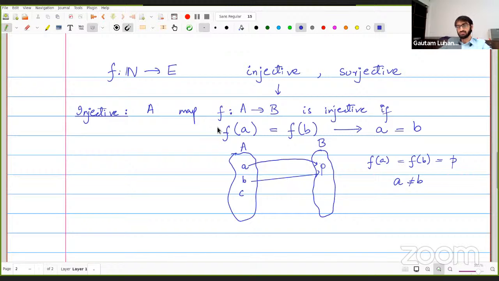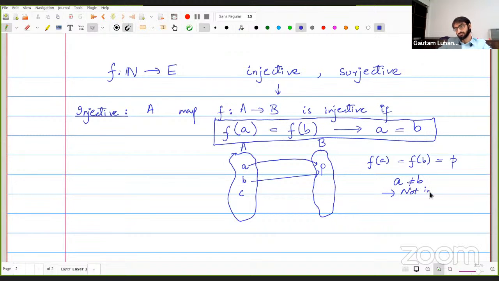So if the images are the same, the elements must also be the same. Does that make sense? This definition of injectiveness that I've written? Any questions about this? No? If it's not clear, please feel free to ask, because once we try to prove it, it won't be clear to you how we're proving it.